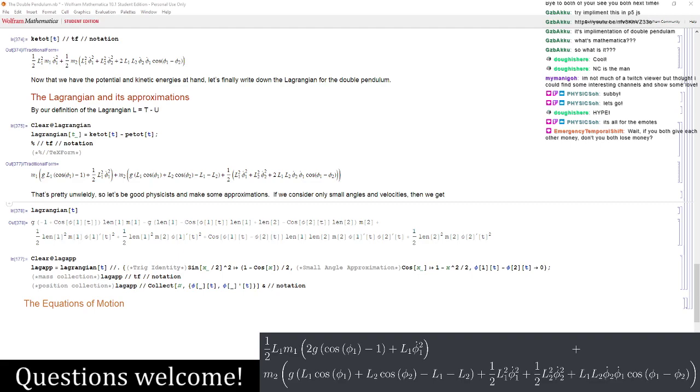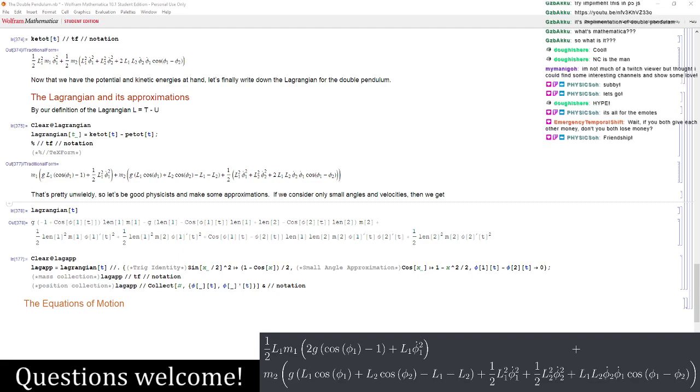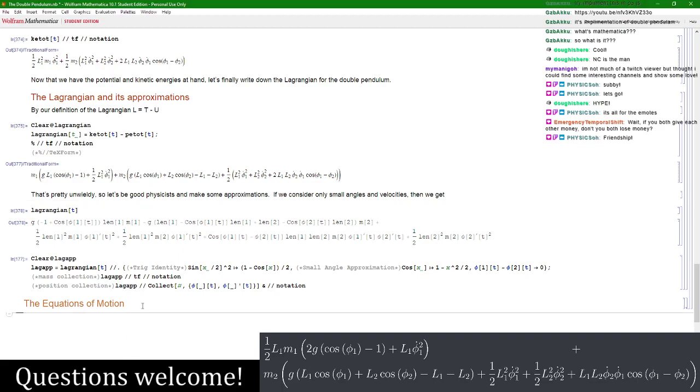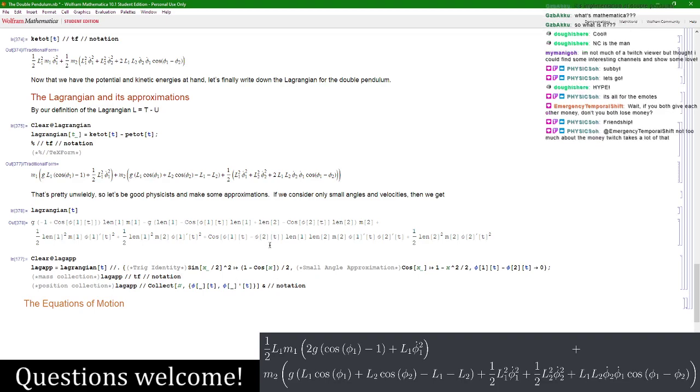Emergency, if you both give each other money, don't you both lose money? Probably a little bit. Music, why did you stop? There we go. Friendship. For friendship! With the power of friendship, we can all lose money. Let's see.